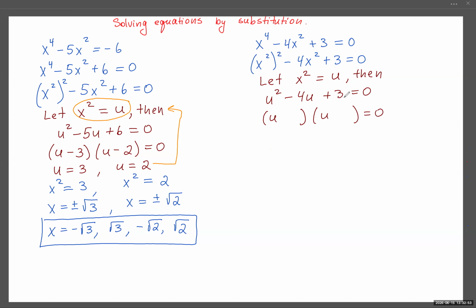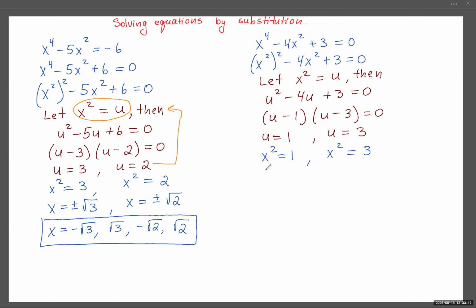Two numbers that multiply to 3 and add to -4. That's 3 and 1. Both are negative. So u equals 1 or u equals 3. Then we have to go ahead and go back to x's. So x squared equals 1 or x squared equals 3.